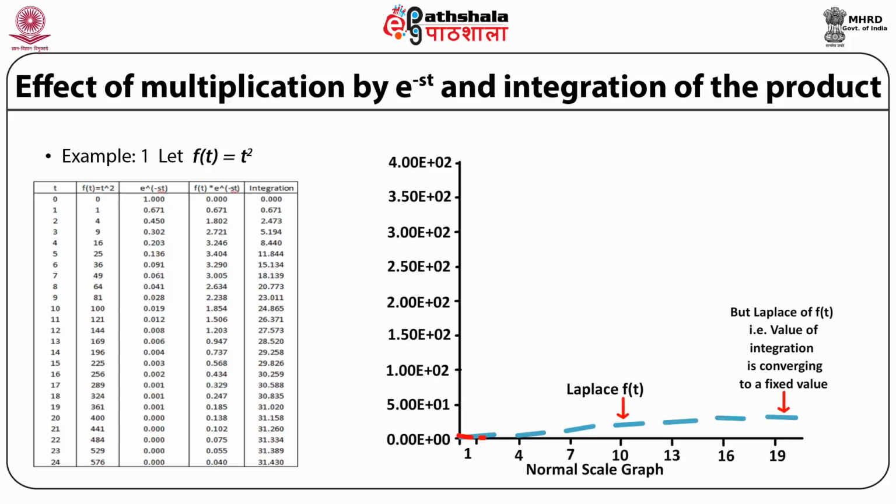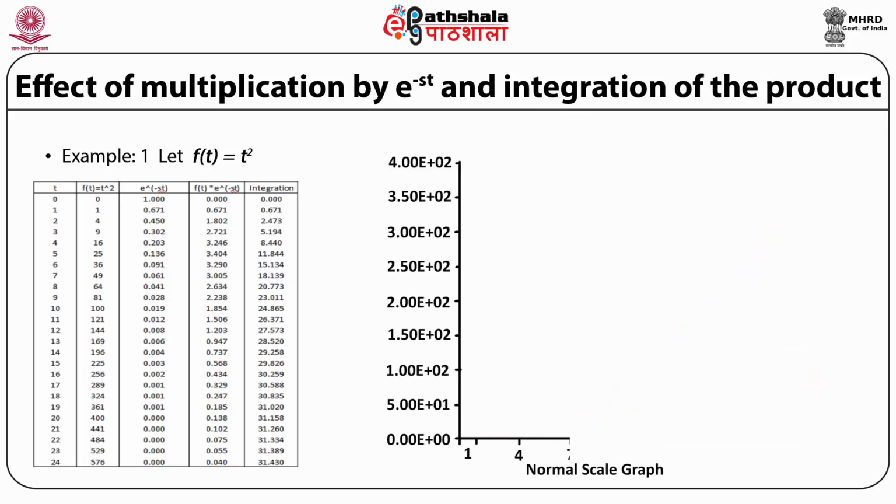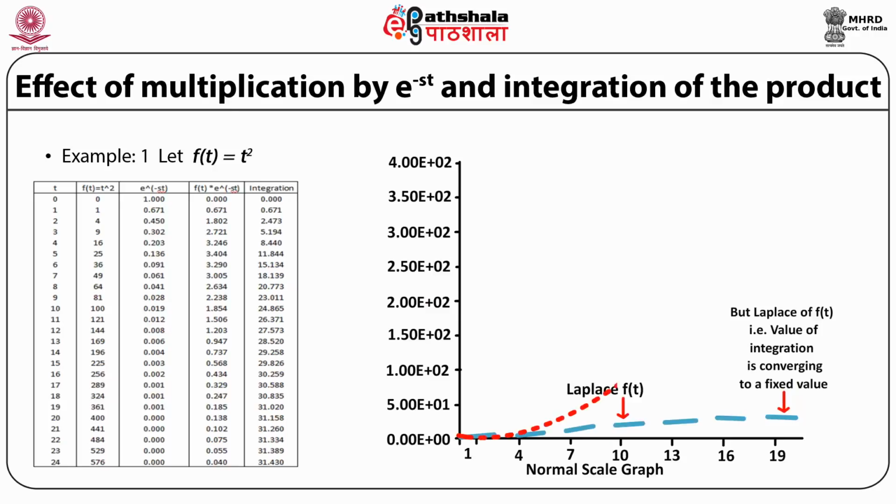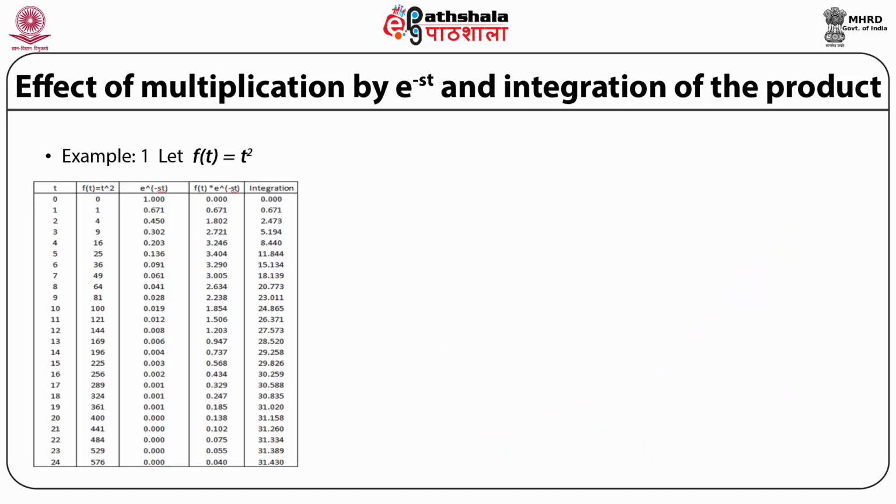Now let's do multiplying f of t into e power minus st. Then you can see those values. Then let us say we are integrating. That means the first term is getting added to the second term and then goes to the second. Okay, up to the n terms you are going to add.